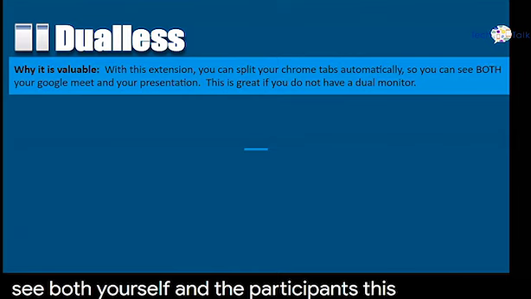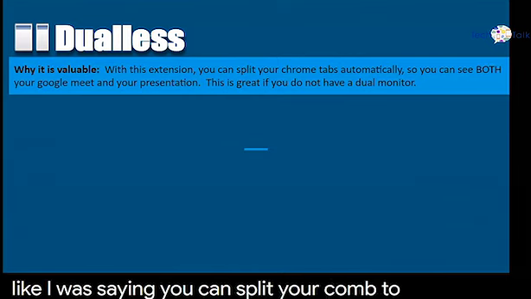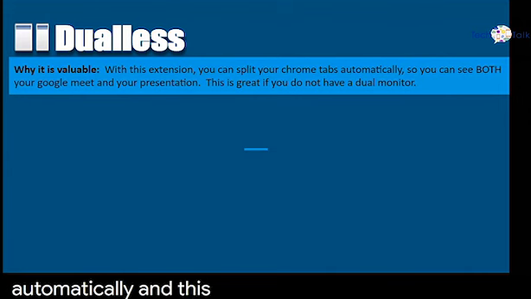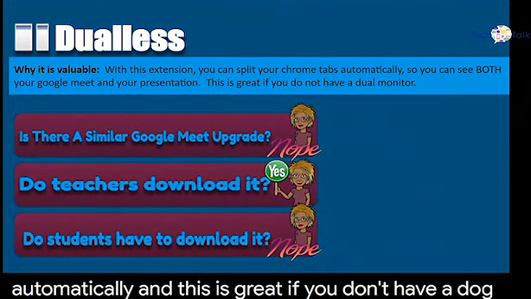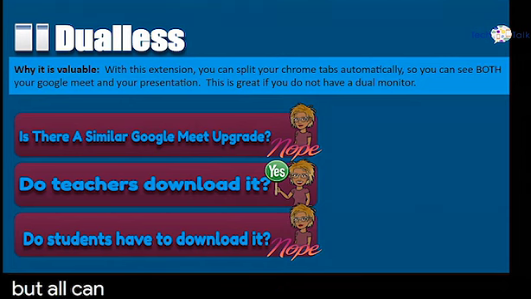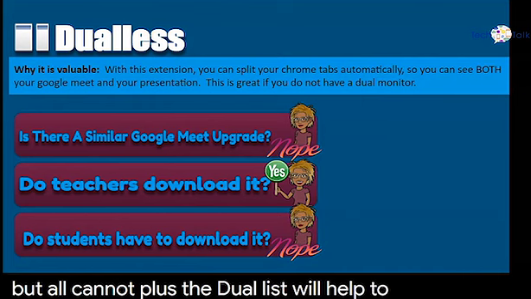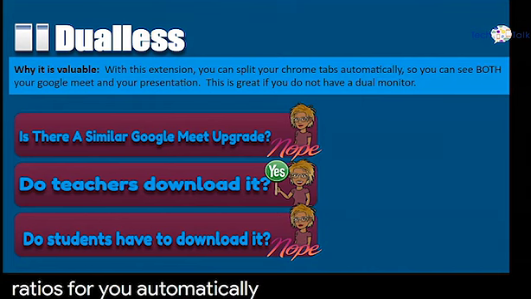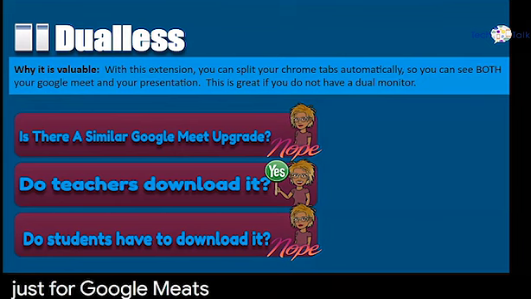With this extension, like I was saying, you can split your Chrome tabs automatically. And this is great if you don't have a dual monitor. I know that some laptops can do this automatically, but not all can. Plus, the dual list will help to select the ratios for you automatically, as you can see. This is not just for Google Meets, it's for Chrome in general.